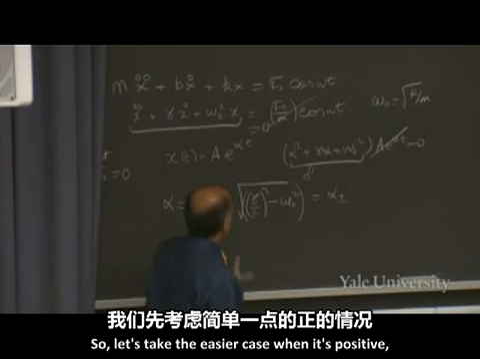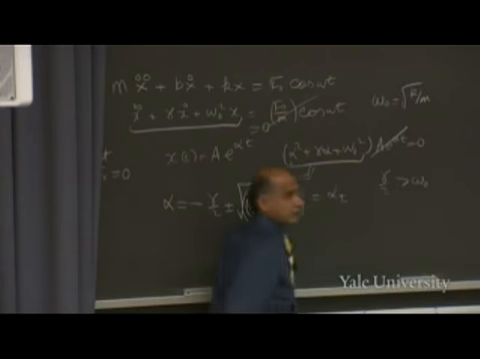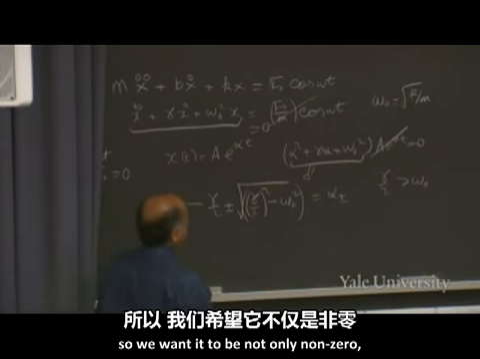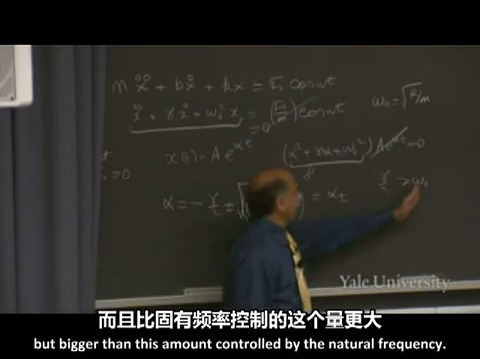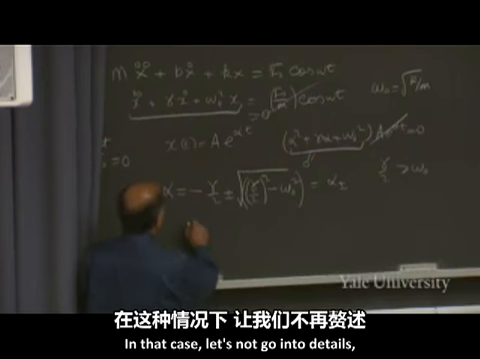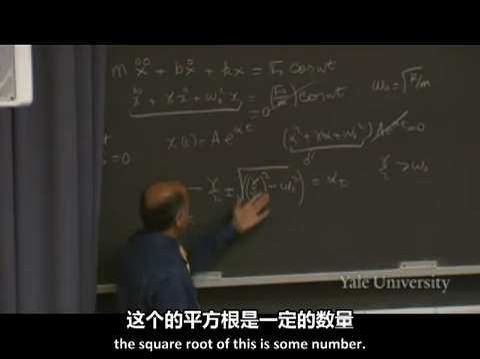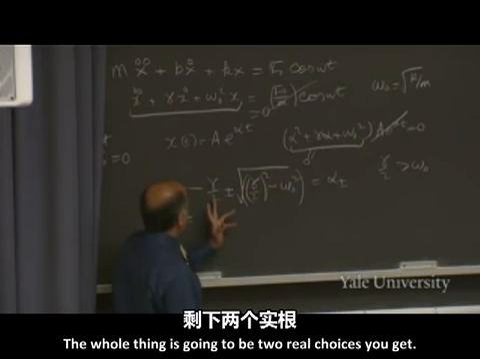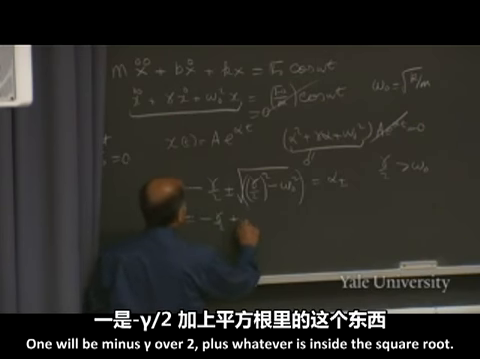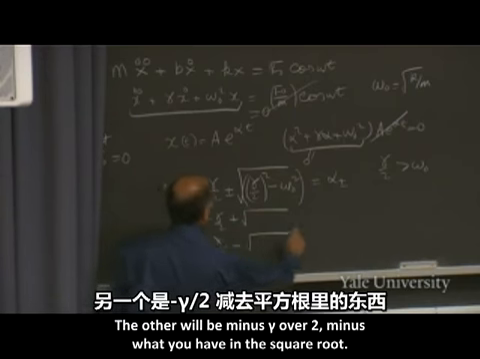So let's take the easier case when it's positive. That means gamma over 2 is bigger than omega naught. Gamma, you remember, is the force of friction. So we want it to be not only non-zero, but bigger than this amount controlled by the natural frequency. In that case, let's not go into details, but you can all see, whatever value you have for gamma, the square root of this is some number. The whole thing is going to give two real choices. One will be minus gamma over 2 plus whatever is inside the square root. The other will be minus gamma over 2 minus what you have in the square root.